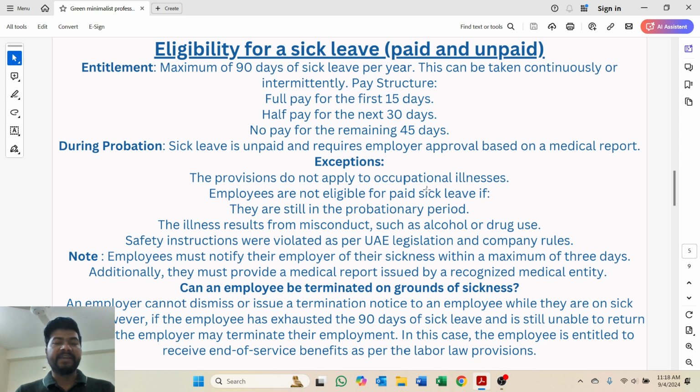One question may arise here: can an employee be terminated on the ground of sickness? An employer cannot dismiss or issue a termination notice to an employee while they are on sick leave. However, if the employee has exhausted all 90 days of sick leave and still is unable to return to work, the employer may terminate their employment. In such a case, the employee is still entitled to receive an end of service benefit as per the labor law of the UAE.